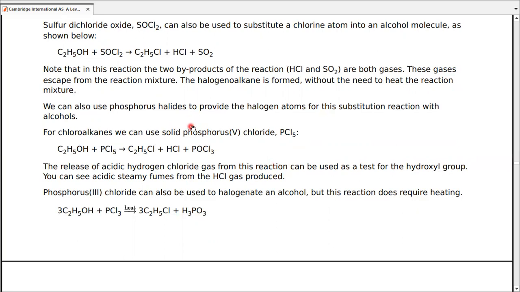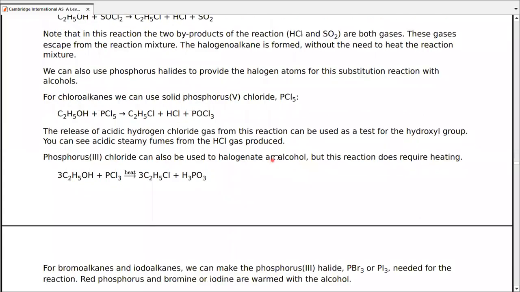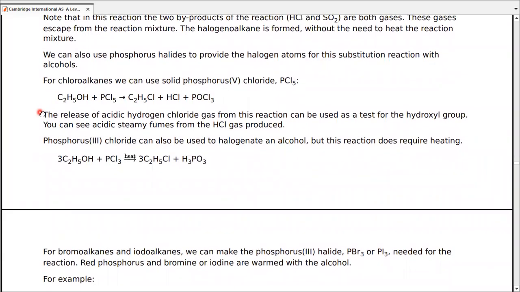Now, phosphorus halides, whether PCl5 or PCl3 or PBr5 or PBr3, they have the necessary halogen atoms to provide for the substitution reactions. And alcohols, either reacting with PCl5 or reacting with PCl3, do tend to be converted into halogen alkanes. But the conditions are slightly different for both the reactions. So let's go through it.